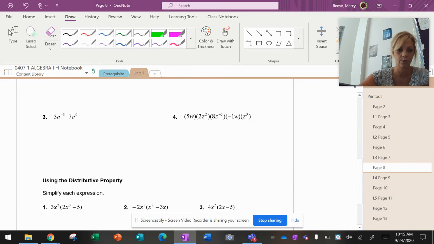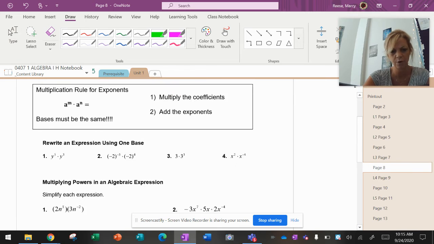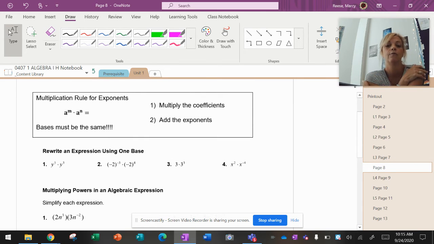Oh gosh, I hope I numbered these right. 1, 2, 3, 4, 1, 2, 3. Oh yeah, good. Good number, good. 1, 2, 3. Perfect.